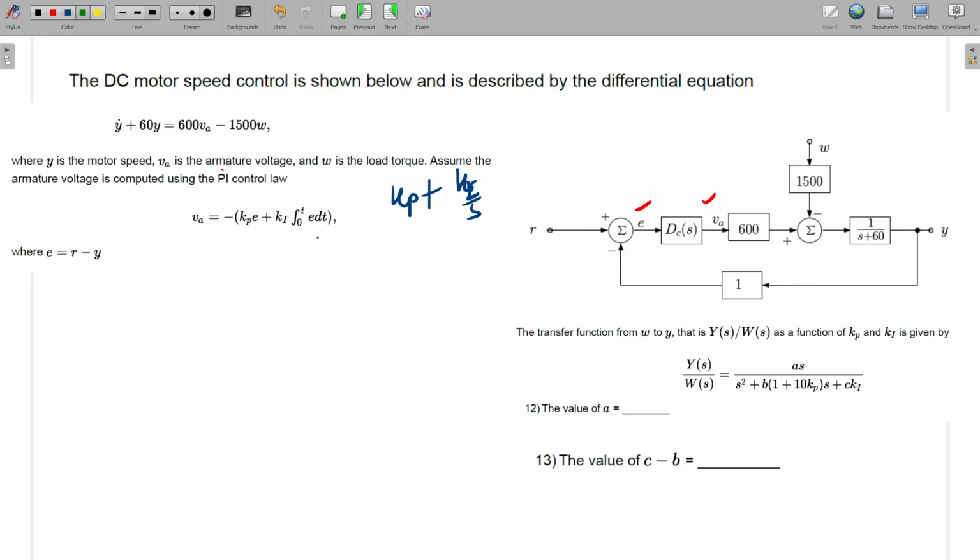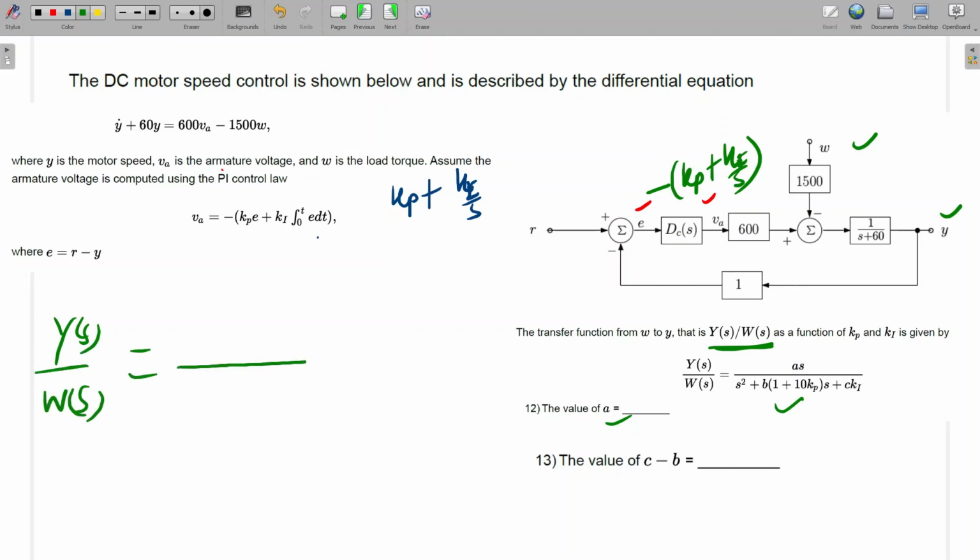Okay, so now directly we'll put that here, minus Kp plus Ki by S, and we'll find a transfer function in terms of Kp and Ki. They are asking what is the value of A, B, so first we have to find A. First we'll try to write Y of S divided by W of S.